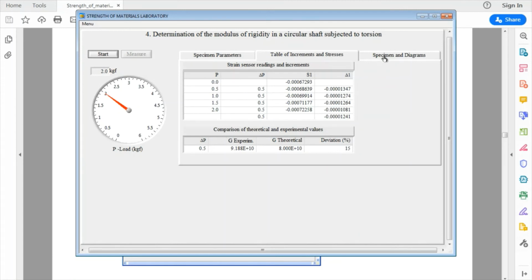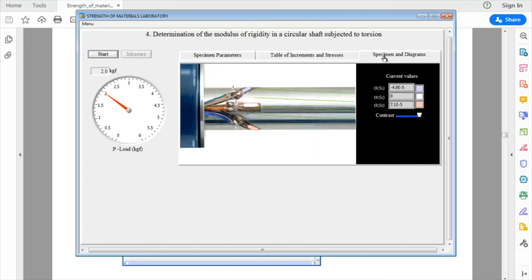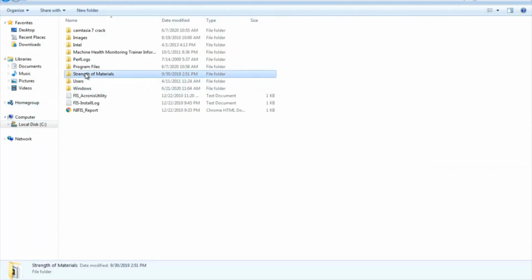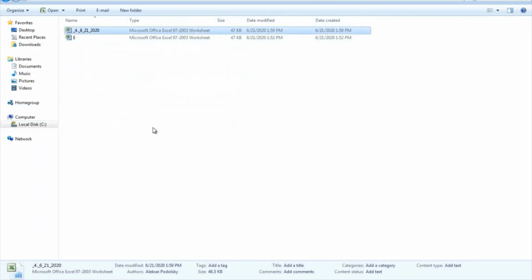If I go to diagrams, I will find that for sensor number 2 there is no deflection. For sensor number 1 we have a negative stress, negative deformation, and for sensor number 3, I have positive stress or deformation. Good. If I want to save these results, I will go to menu, save. Automatically an Excel file will be generated in my computer. Disk C, strength of material, Excel file. Yes, this will be our file for the experiment.